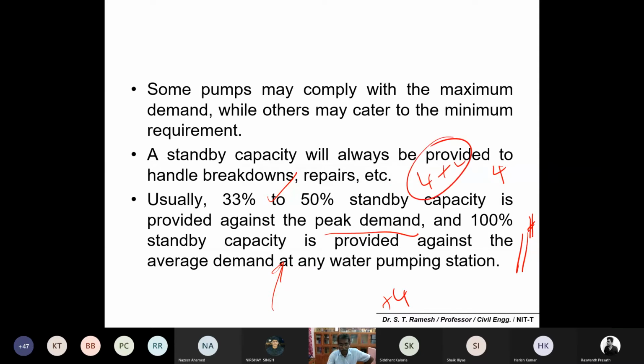Is it okay? The requirement is 4, and if it is being designed for the average demand for any pumping station, I should have 4 + 4, 4 as standby. And in the case of peak demand, you can have 4 + 2, 50% of your estimated capacity as standby capacity or standby pumps.